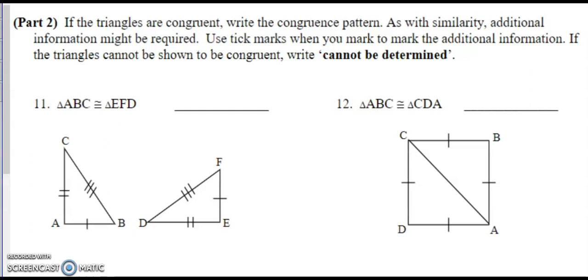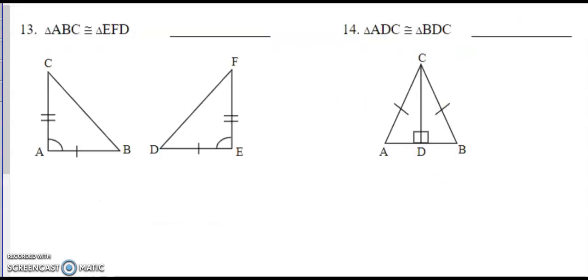So in part 2, what you're going to be doing here is looking at, again, the patterns and seeing if you have enough information. Think about those 5 things we talked about for similar triangles. Will any of those apply to any of these problems? And then if it cannot be determined, then write cannot be determined. If you go ahead and complete problems 11, 12, 13, and 14, and then come back and turn the video back on when you're ready to continue.